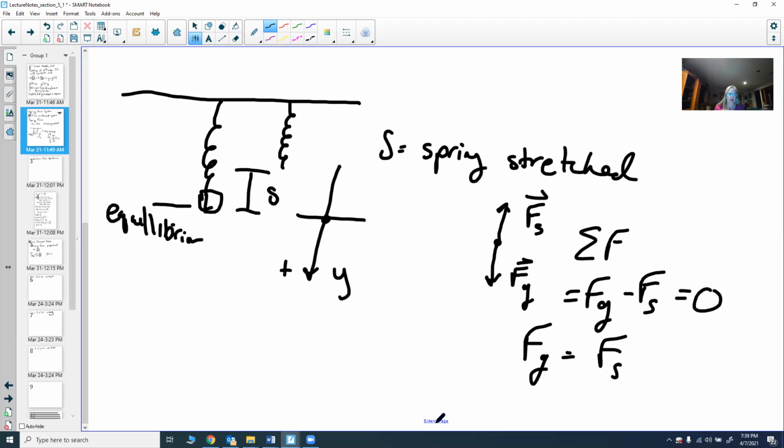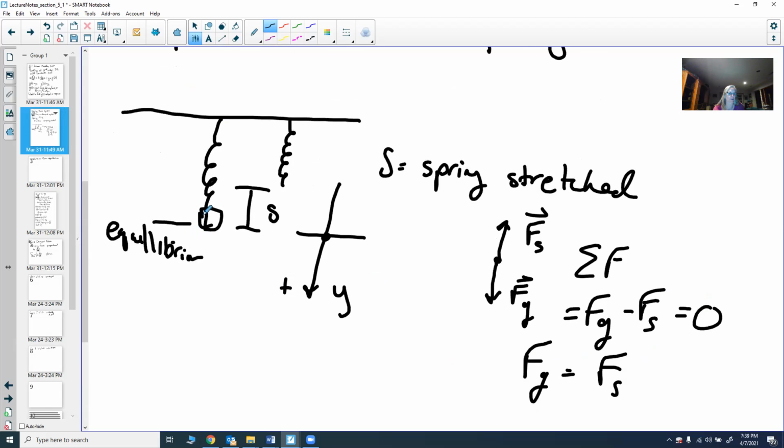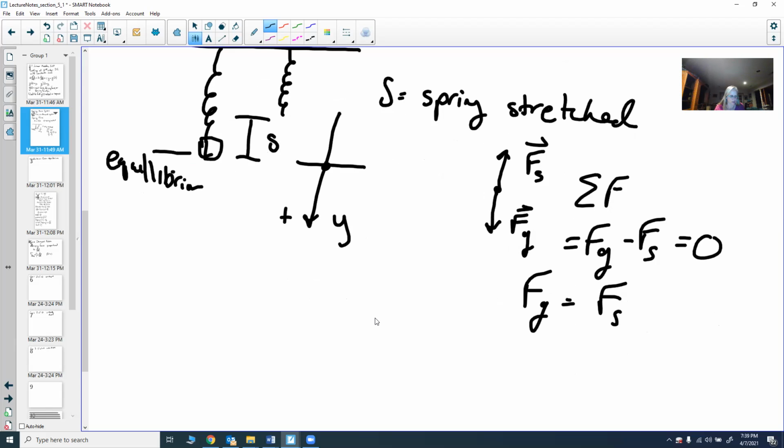Now, one of the things we notice is that the spring force is trying to restore the spring back to its normal length. If it's down here, the spring force will be trying to get us back up that distance. And if we're up here, it's going to try to push it back down. It's always opposite the direction of travel.